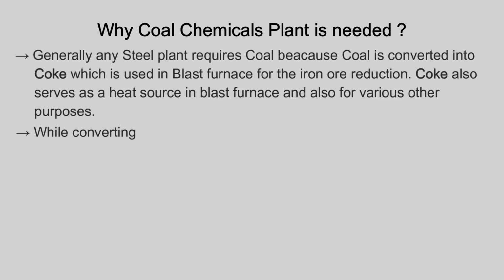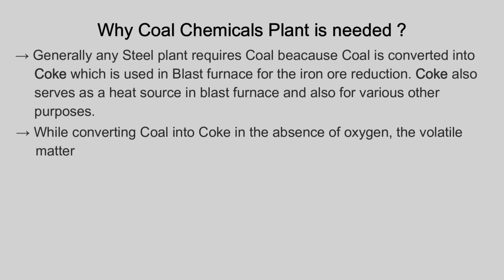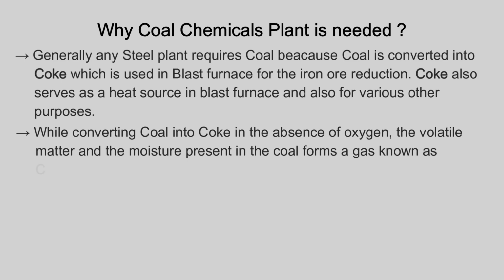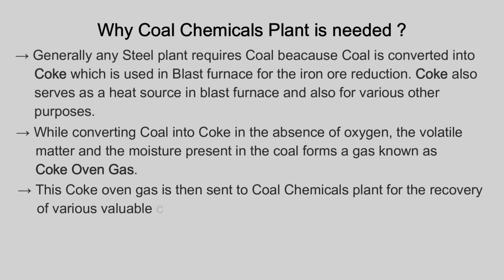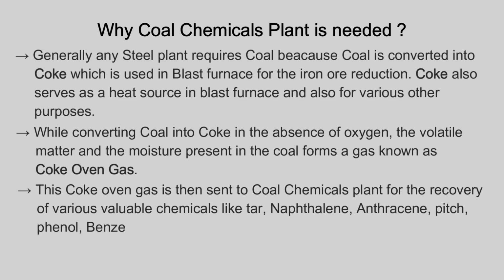While converting coal into coke in the absence of oxygen, the volatile matter and the moisture present in the coal form a gas known as coke oven gas. This coke oven gas is then sent to the coal chemicals plant for the recovery of various valuable chemicals like tar, naphthalene, anthracene, pitch, phenol, benzene, toluene, ammonium sulfate and others.